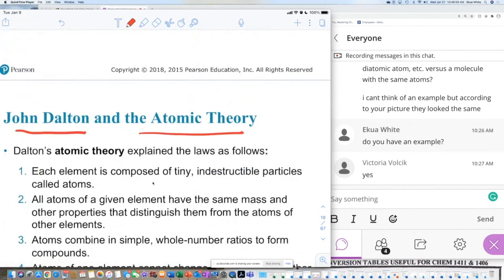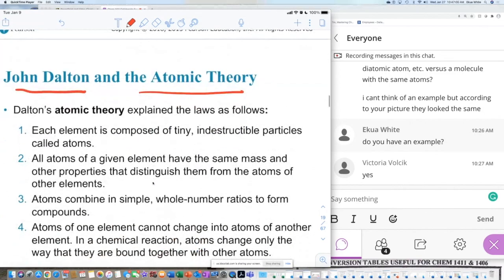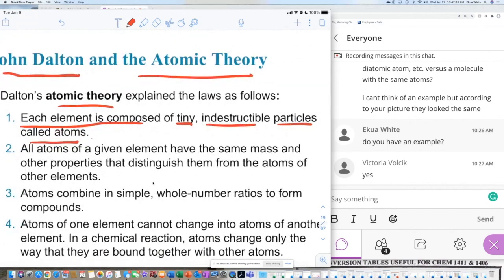John Dalton and his atomic theory. John says, well, we'll call him Dalton, his atomic theory. He said each element is composed of tiny, indestructible particles called atoms. Okay. When I read stuff, I try to be engaged in what I'm reading. So if there's a picture I can draw, I try to draw a picture. So let's look at sodium. Let's say the sodium element is made up of sodium atoms.